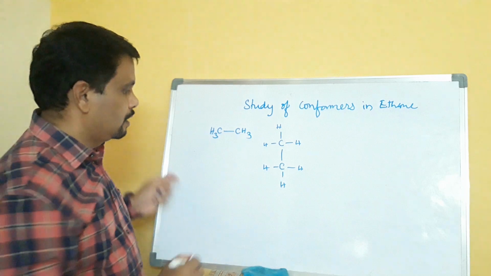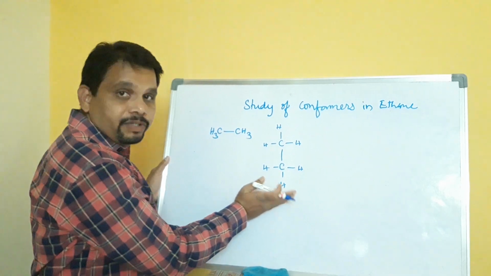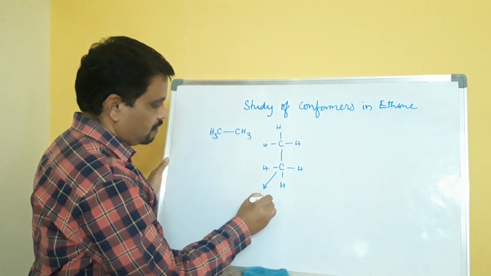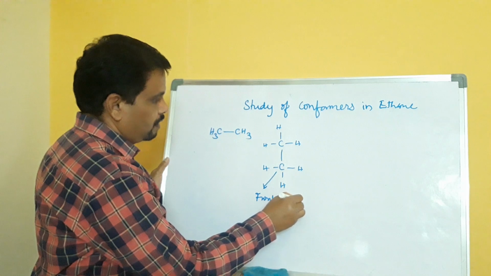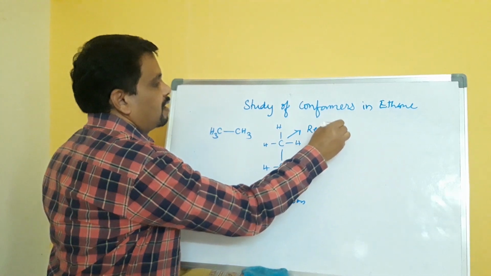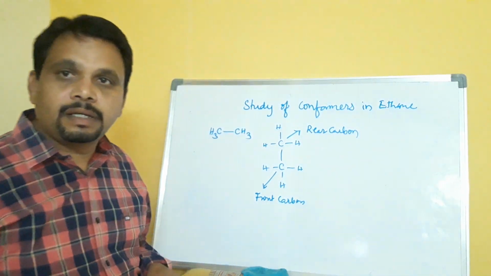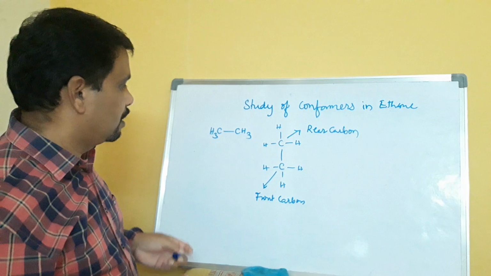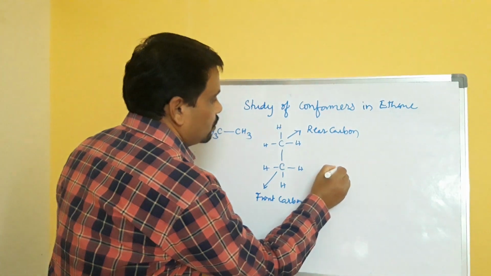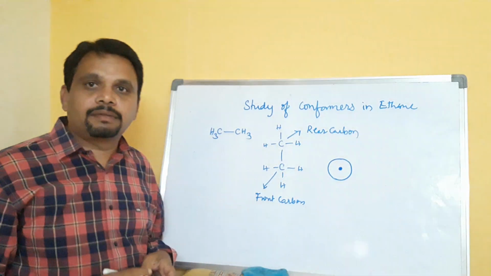Okay. So suppose if you observe this molecule from this side, then this would be the front carbon, and this would be the rear carbon. Okay. So as I explained to you previously, the front carbon can be denoted with the dot and the rear carbon, right, with the circle.